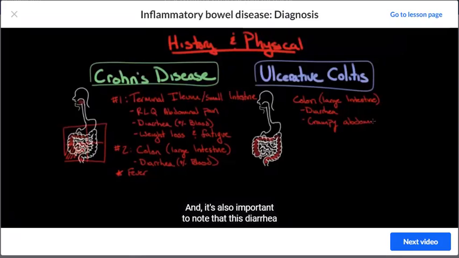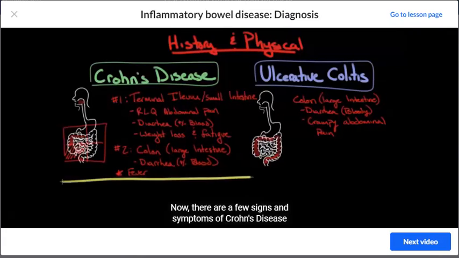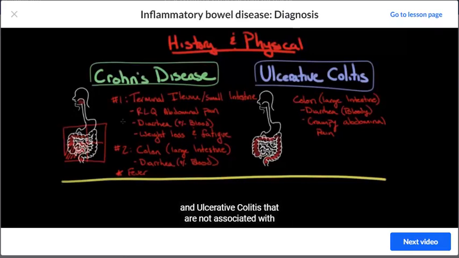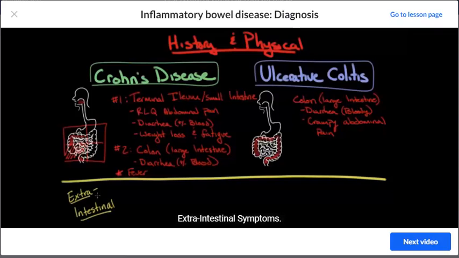And then it's also important to note that this diarrhea in ulcerative colitis is often bloody. Not always, but fairly frequently bloody, and it's more frequently bloody than in Crohn's disease, although bloody diarrhea can occur in either type of inflammatory bowel disease. Now, there are a few signs and symptoms of Crohn's disease and ulcerative colitis that are not associated with the location of the inflammation, and these are known as extraintestinal symptoms.